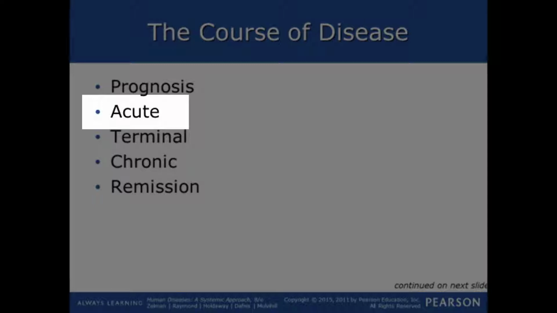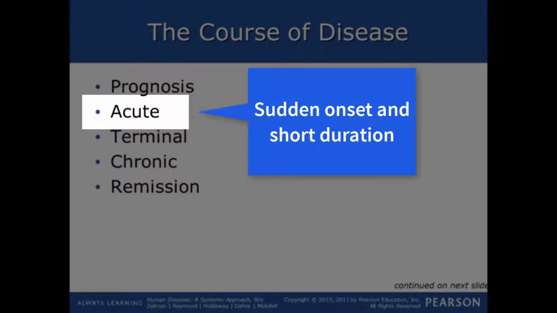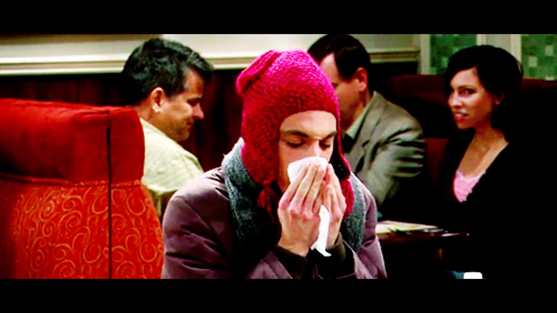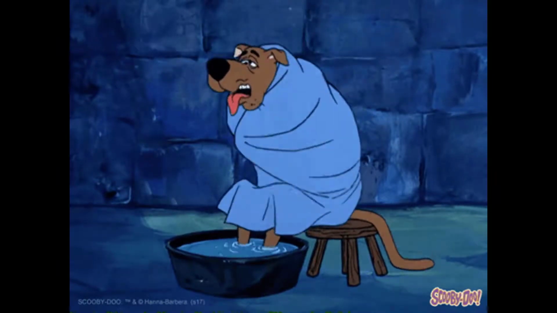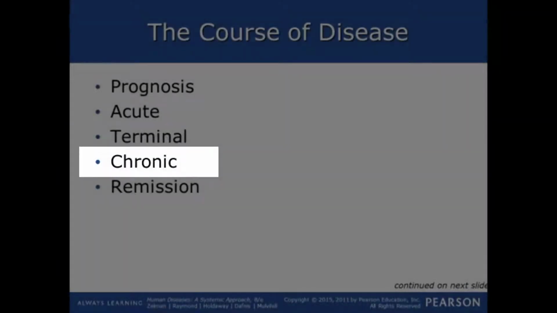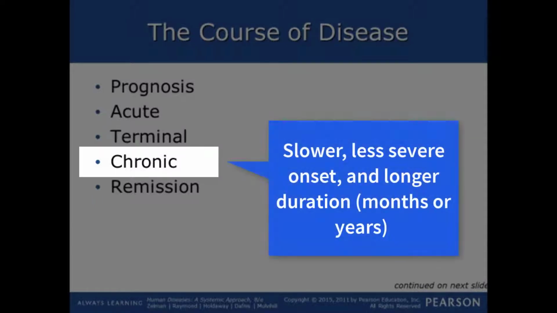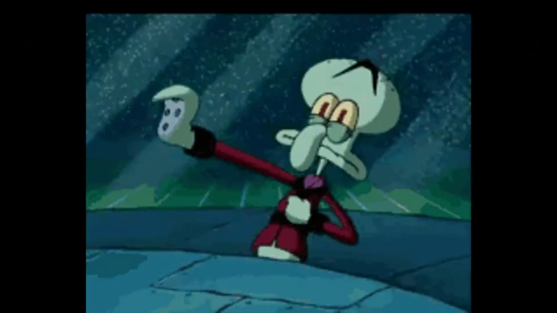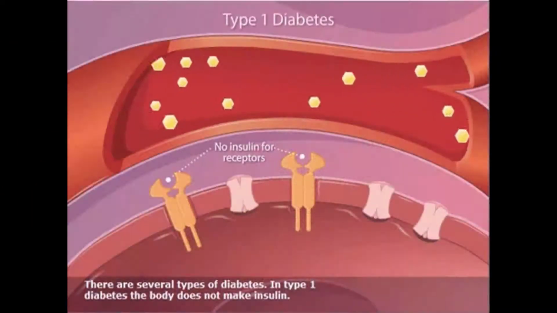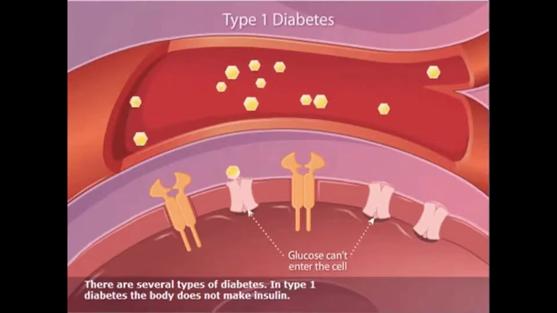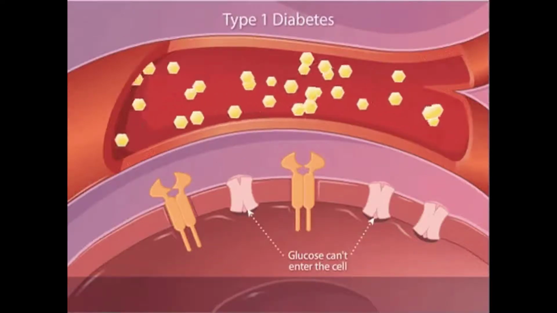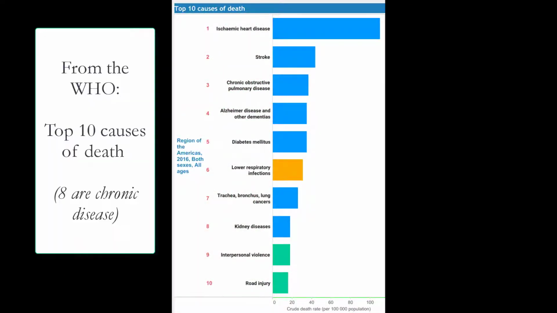Acute refers to a disease that has a sudden onset and short duration. Diseases like influenza, for example, or the common cold, have a sudden onset but a very short duration, relatively speaking. Chronic diseases have a slower, less severe onset. Usually they say about 6 weeks or more, but they last a lot longer. They can last several months or several years. Diseases like arthritis, heart disease, or diabetes have a much more insidious or less severe onset, but they last for much longer. And these chronic diseases are a significant cause of death in the US.